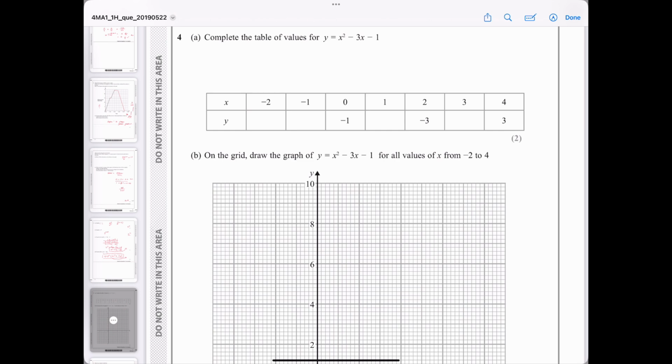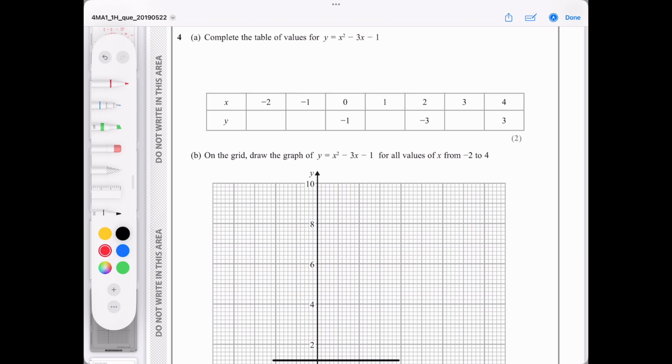See, whenever I see one of these, I always start off by using the 0. I'm quite inclined to go for a different colour now. Okay, so let's start off with the -2. So all you're doing is you're taking this number and you're subbing it into there. So we'll start off with y equals -2 squared minus 3 times -2 minus 1. Now that's a lot of minuses. There's so much potential to go wrong here.